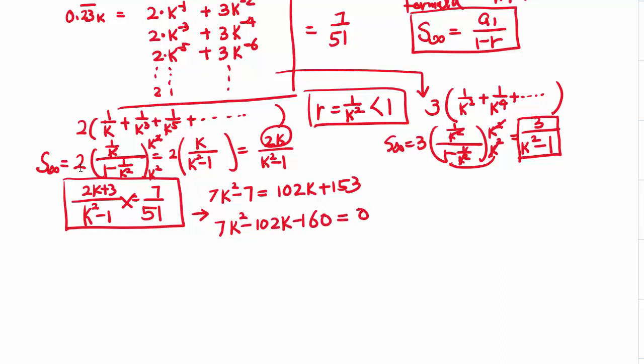Quadratic equation, isn't it? Because this is AMC, we cannot use a calculator, so we need to factor. It should be factored, okay? So how can you factor? Trial and error, okay? So 7k and k, isn't it?